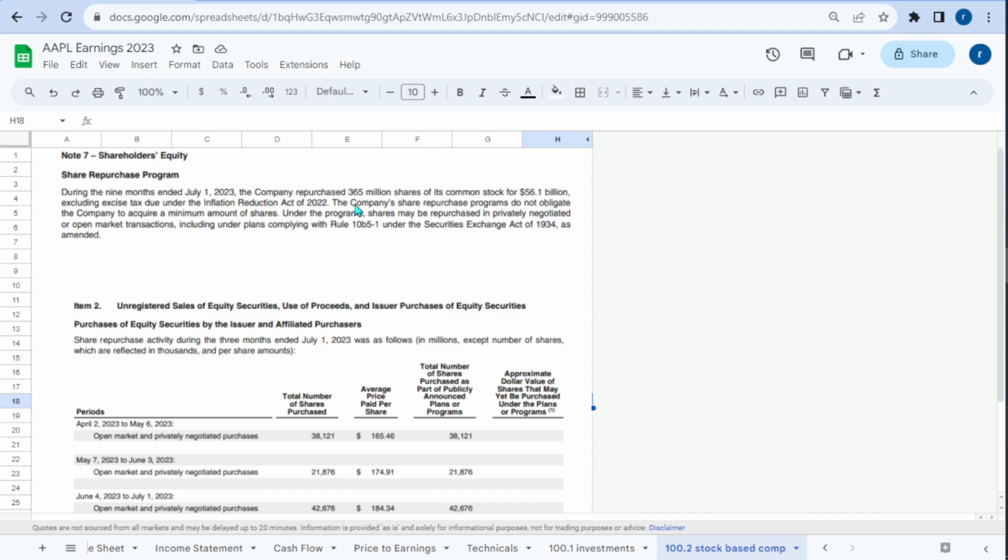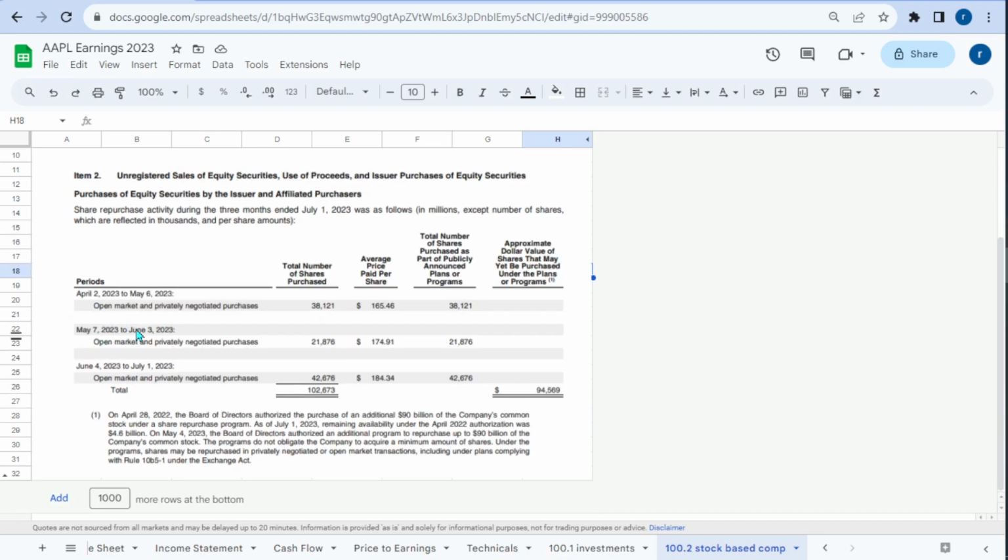And they repurchased 365 million shares of its common stock. So that's causing shares outstanding to go down. That's going to make earnings per share go up. So that's the correlation right there. And right here, item 2, this kind of just shows just the average price that they're paying per share when they're repurchasing all of these amounts here.